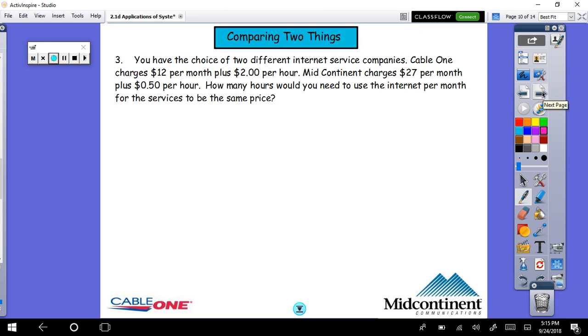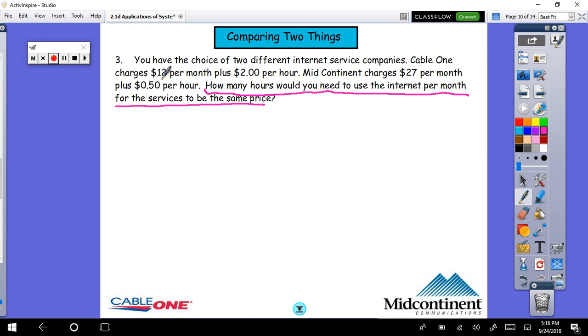All right, this is a different type of problem. It's comparing two things, like when you're comparing the price of two companies. So you have the choice between two different internet service companies. Cable One is $12 per month and $2 per hour, and Mid-Continent is $27 per month and then 50 cents per hour after that. So how many hours would you need to use the internet per month for the service to be the same price?